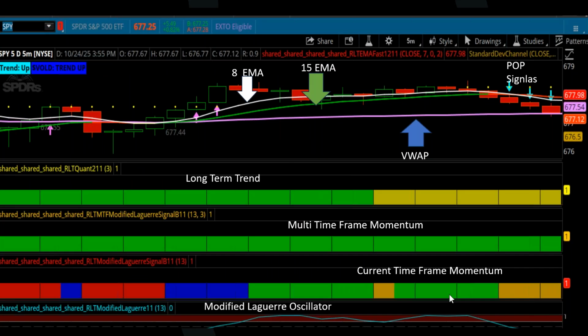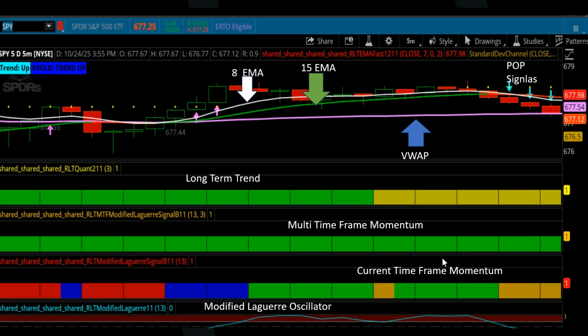If you're taking a swing trade, you're going to look at the daily chart, and you're going to look at the current time frame momentum and the multi-time frame momentum. If you're going to take a trade long, the current time frame momentum and the multi-time frame momentum both need to be green or blue. They both need to be bullish. And if you're going to go short, they both need to be bearish. But on a 5-minute chart, when you're just trading intraday for 2 or 3 or 4 candles, you just use the current time frame. Right?